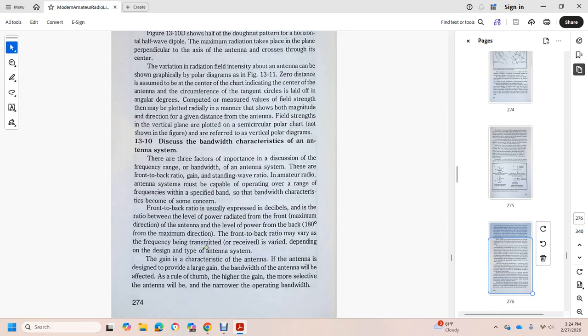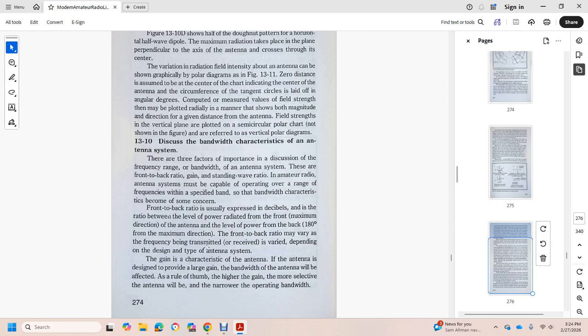There are three factors of importance in the discussion of the frequency range, or bandwidth, of the antenna system. These are the front-to-back ratio, the gain, and the standing wave ratio. The antenna must be capable of operating over a specified range of frequencies, so the bandwidth characteristics become of concern. Front-to-back ratio is usually expressed in decibels, as the ratio between the power radiated from the front in the direction of maximum radiation and the power level at the back, 180 degrees from the maximum. The front-to-back ratio might vary with the frequency being transmitted or received, depending on the design type of the antenna system.